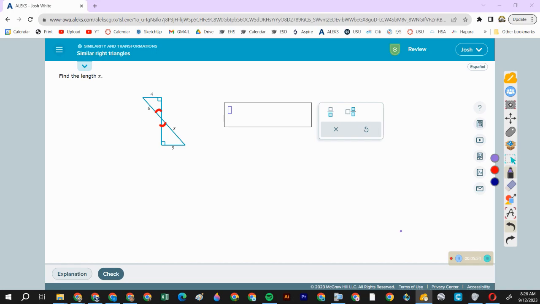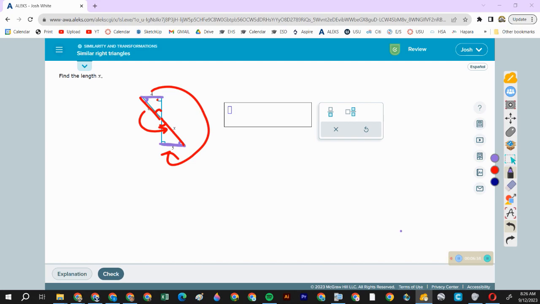Okay. So we have three angles. We have a right angle, we have a red angle, and then we have a purple angle. Okay. So this side is between purple and right. So this side matches that. And then this side is between red and purple, and this side is between red and purple. So these correspond and these correspond.